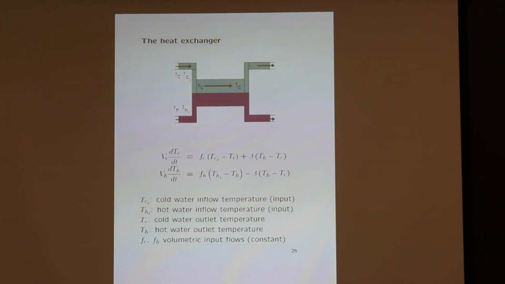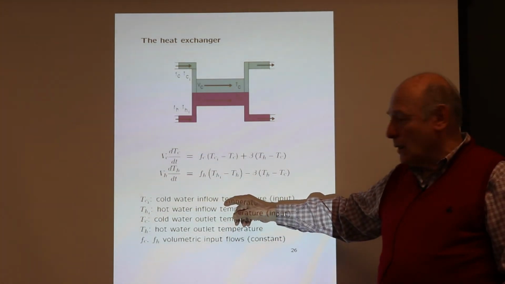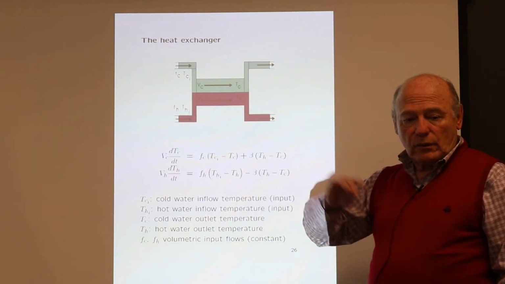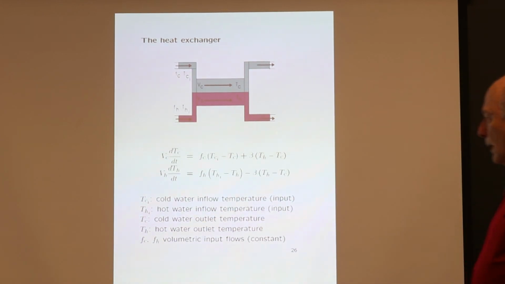So if we denote by T sub C, is this well seen in the camera? If we denote, otherwise we can switch to the, can you see this? Okay.